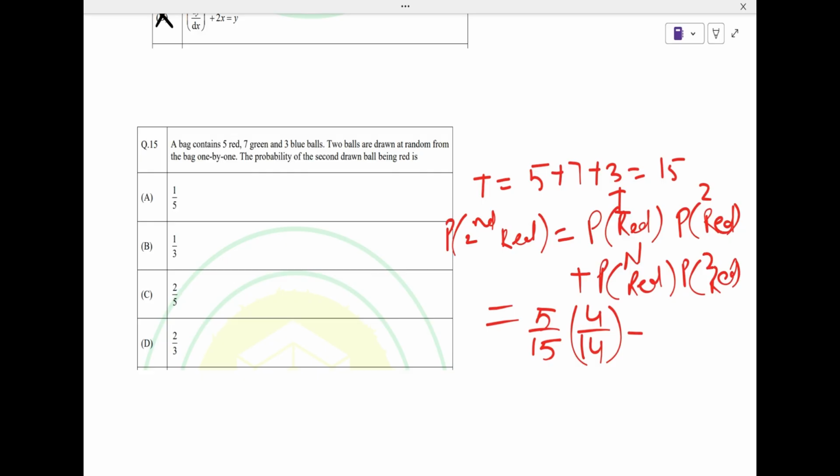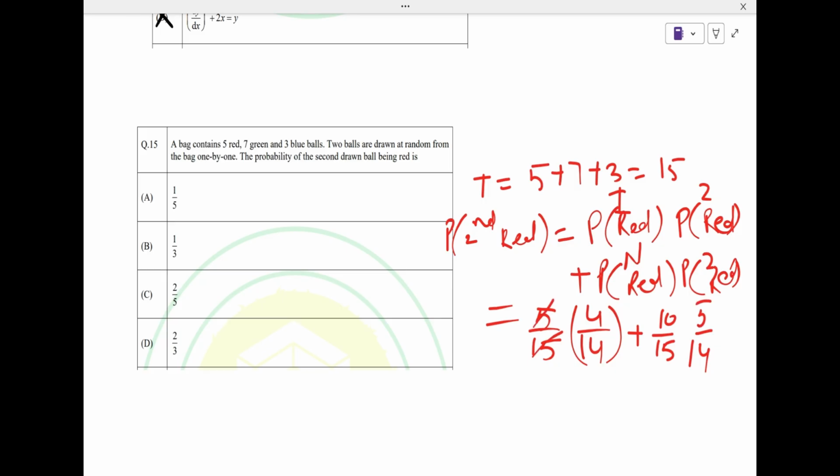Right? Now, the second option, not red. So, other than red, we have 10 balls, so 10 by 15. One ball is now taken out, so the total is 14. Red balls are still 5 because we have not taken any red ball, so it will be 5 over here.